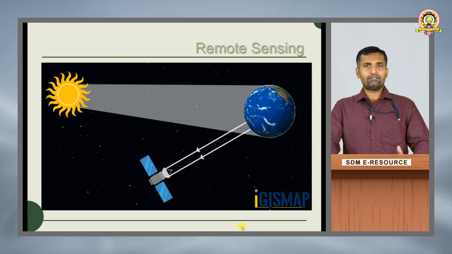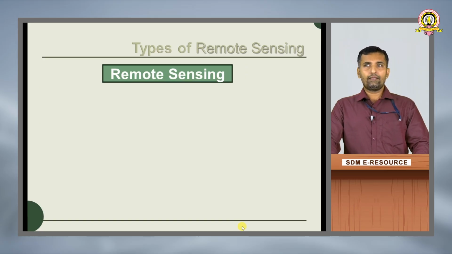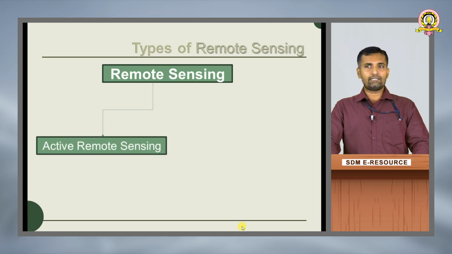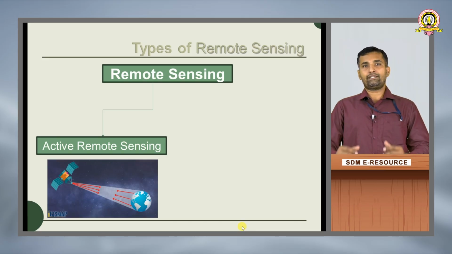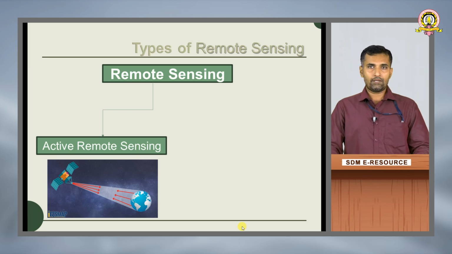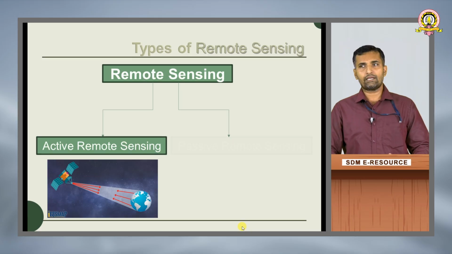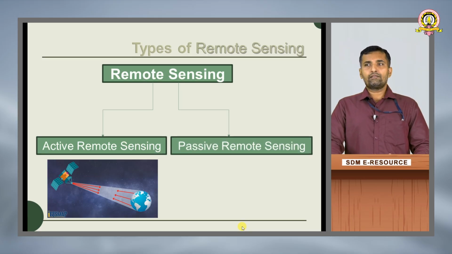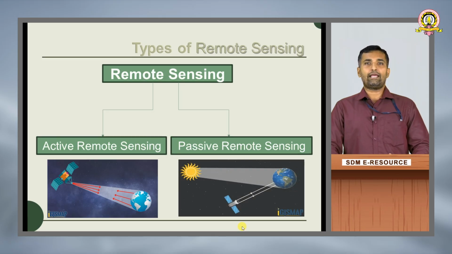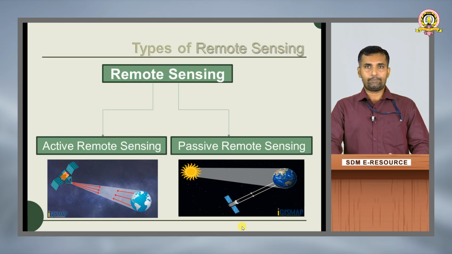There are two types of remote sensing. The active remote sensing: in this case, the sensor uses its own source to illuminate the Earth surface feature. For example, the flash camera uses the flashlight to illuminate the objects. Radar or lidar use their own source to illuminate the Earth surface feature. And another type of remote sensing is passive remote sensing. Most remote sensing systems are passive. Here the sensor uses naturally available electromagnetic radiation, that is from the sun.